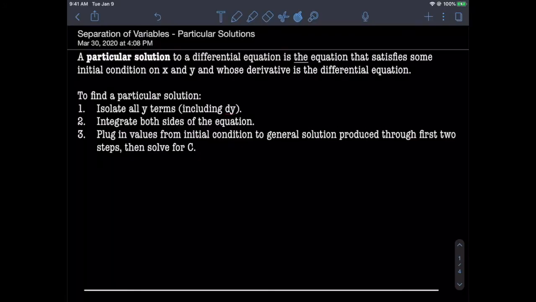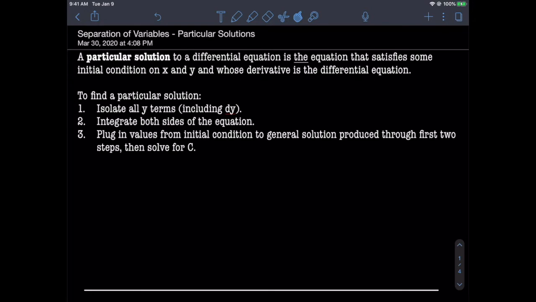Today we're going to be talking about a very important subject, that is finding a particular solution to a differential equation when the equation is defined implicitly. And if you're not sure what implicitly means, it's just a fancy way of saying that we have x's and y's mixed together in the equation. This skill is fundamentally the same as finding the general solution to a differential equation, only there's one more step that we're going to have to consider.